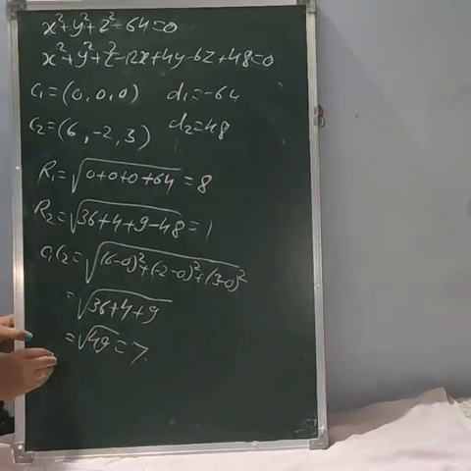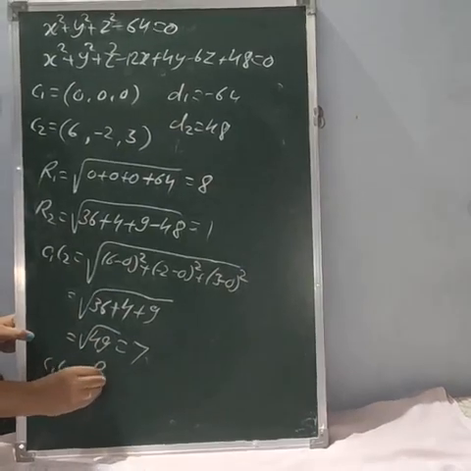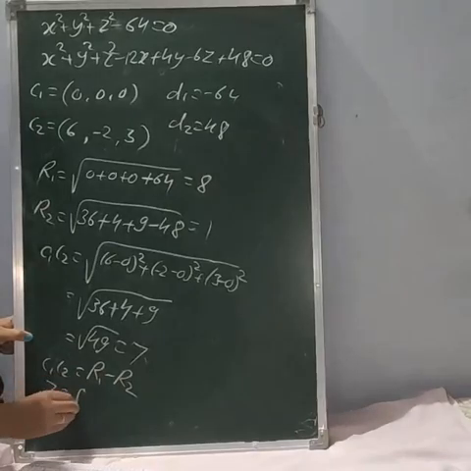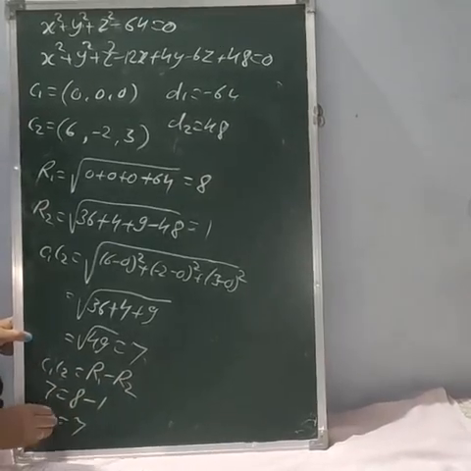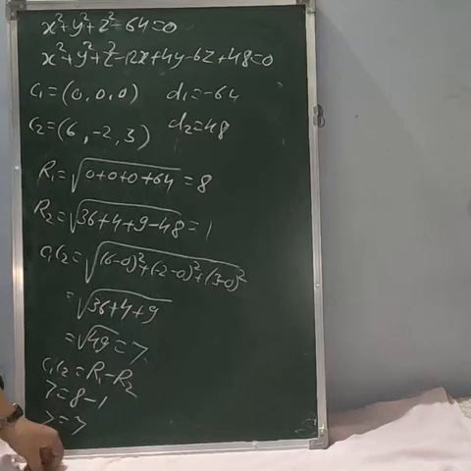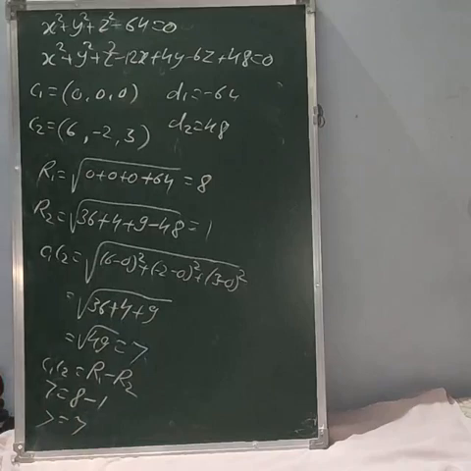So the distance between C1 and C2 should be equal to R1 minus R2. What is C1C2? 7. What is R1? 8. R2 is 1. So 8 minus 1 is 7. So it satisfies the condition for the internal touching. Therefore, the given spheres touch internally to each other. Okay. So they can ask this question for 2 marks. So these are all about the external touching and the internal touching. So we only remain with the last concept from the sphere, that is the tangent plane, and we will see that in the next class.